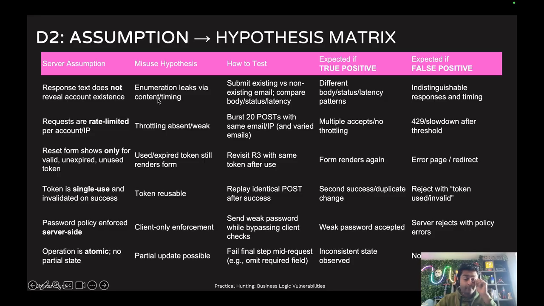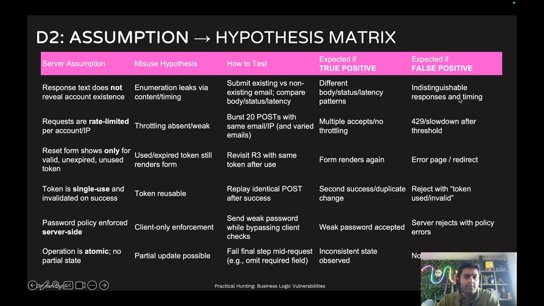Okay, so once you create the misuse hypothesis, now you have to start testing it. Testing is very easy because you all know Burp, you all know what you are trying to do. You just didn't know what the misuse hypotheses are. Now you know it, so you can test it, and then whatever is true positive or false positive. True positive is if you're getting a different body, status, latency pattern, or different content, a different message. Then the server's assumption has been proven false, because your hypothesis definitely worked and you found a vulnerability because it's a true positive.